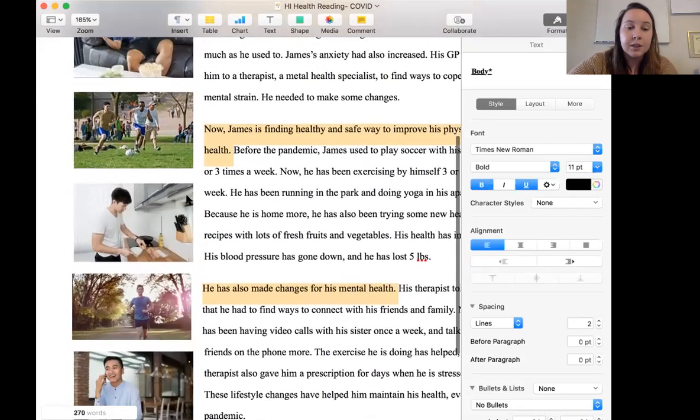The next picture, we see him cooking. He's cooking eggs, it looks like. He's in his house. He's in his kitchen.